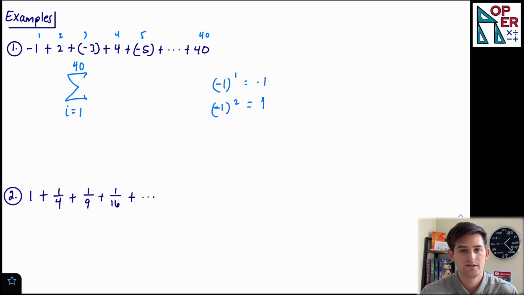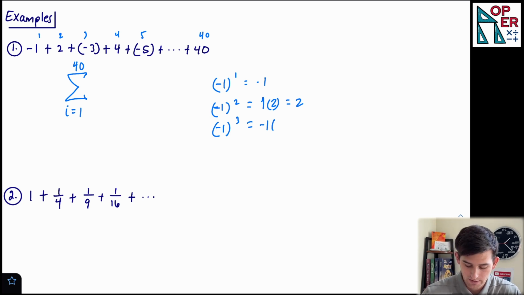So what can I do to 1 to make it become 2? Well, we could either add 1 or we could multiply by 2. So let's just try multiplying by 2, okay? So now let's say we had -1 to the third power. Well, that's going to give me -1, and now what could I do to -1 to make it become -3? Well, we'd multiply it by 3, right?